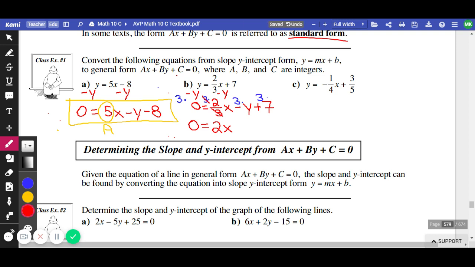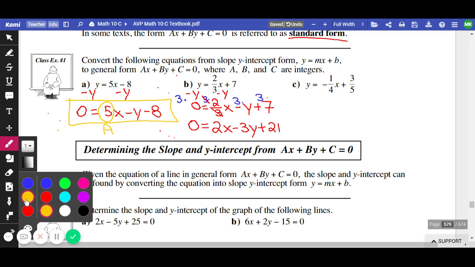The y value, there's an invisible 1 in front of that. So 3 times 1 would be negative 3y. And the 3 times 7 is plus 21. You'll notice once we multiply everything by that denominator, the number on the bottom, we no longer have any fractions, we no longer have any decimals. That's perfect. Our last rule is make sure the number in front of x is positive. It is. It's positive 2. That means this is my solution.